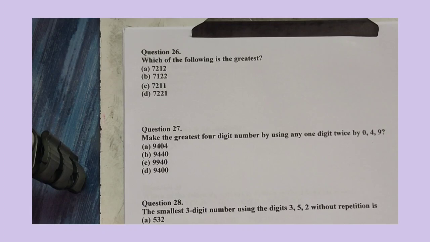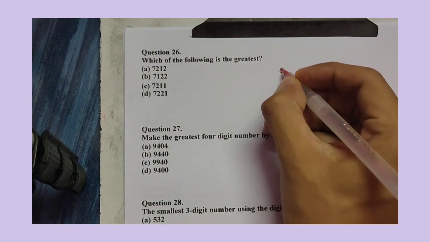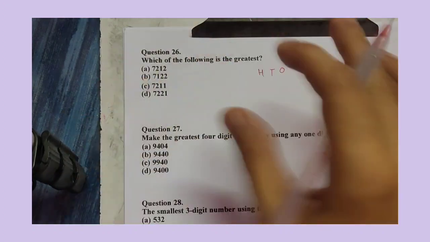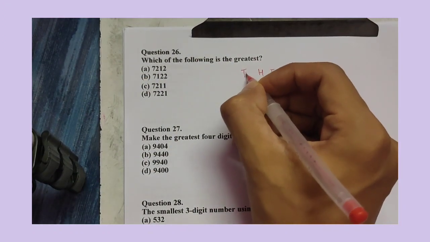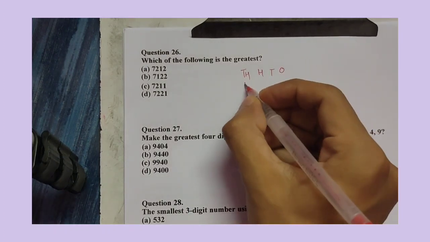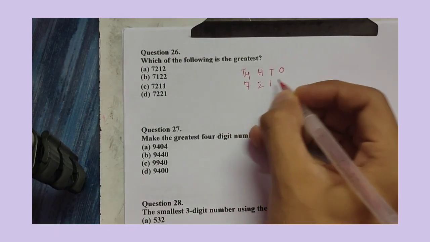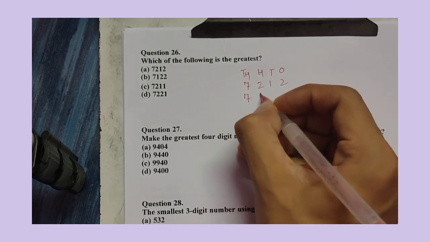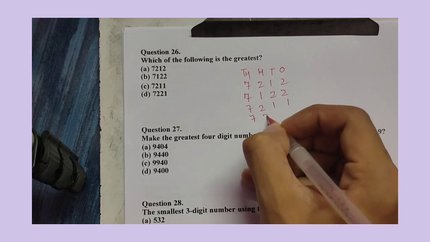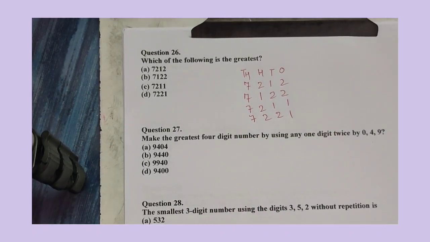Next, question number 26. Which of the following is the greatest? Now see, now the thing comes. Let me just put all of these out, so we can have a clear idea how we are comparing the numbers. So first option is 7212. Next is 7122. Next is 7211. Next is 7221. Now see the things. At the thousandth place, all are 7.